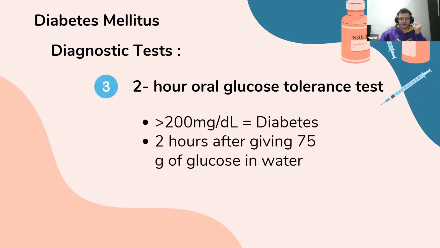the 2 hour oral glucose tolerance test. What you do is you bring the patient and you give them 75 grams of glucose in water, and then you wait for 2 hours. After that, you test the level of glucose in the blood. If it's more than 200, that indicates diabetes, because the body was not able to process glucose as fast as it should normally. If it was less than 200, then they should be fine, because they processed glucose as fast as the normal body should.